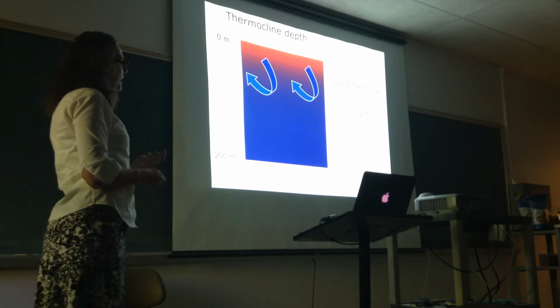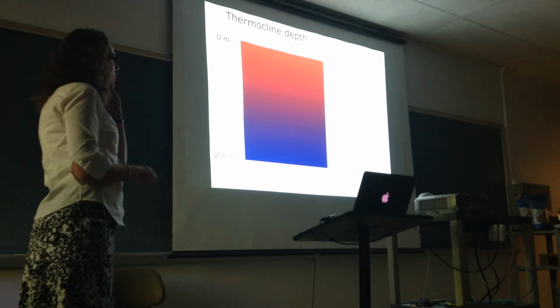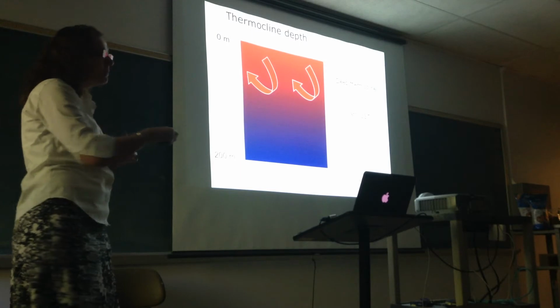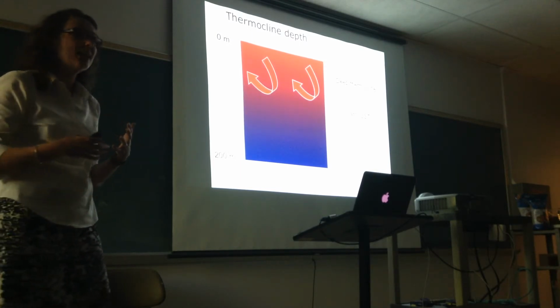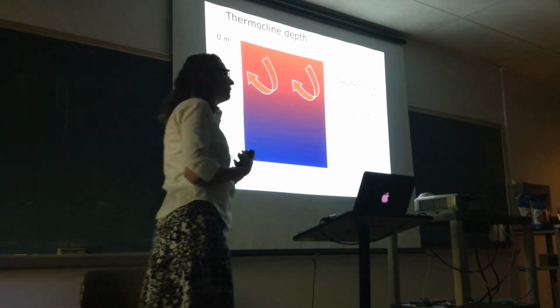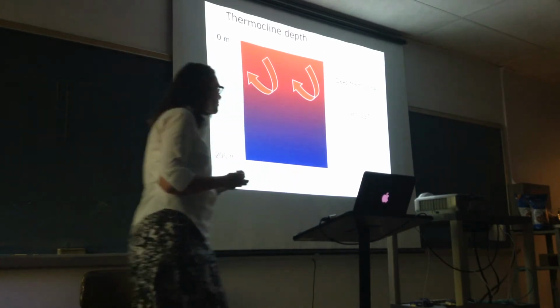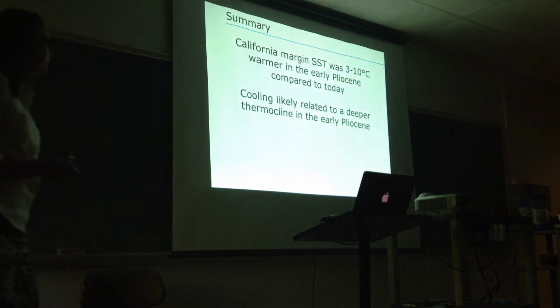So what could be happening in the Pliocene is that you could have a deeper thermocline, and then the same strength of winds would still be bringing up water and still be upwelling, but the difference is that the upwelling would be bringing up warm water instead of cold water. So that's a possible scenario.